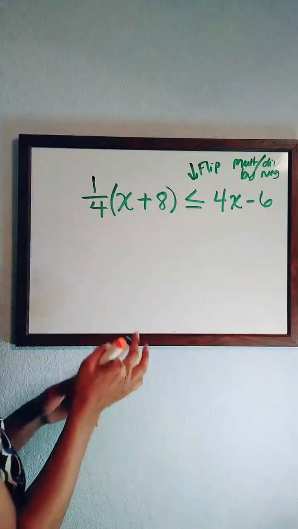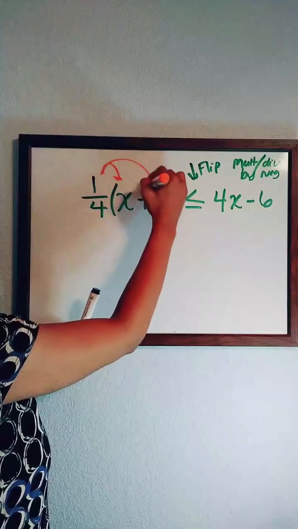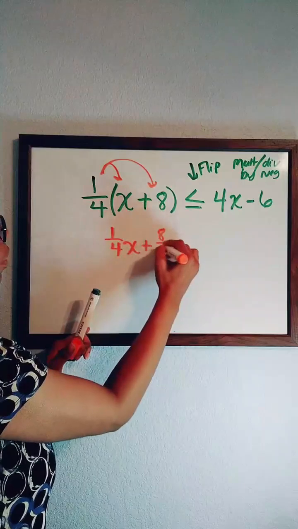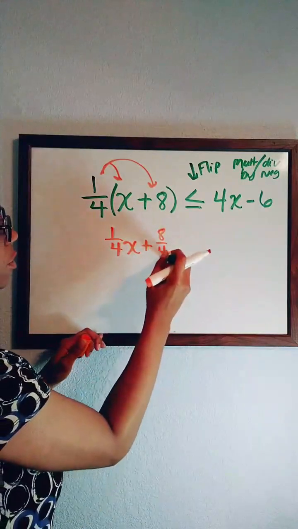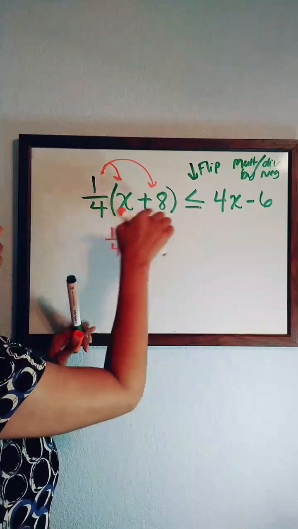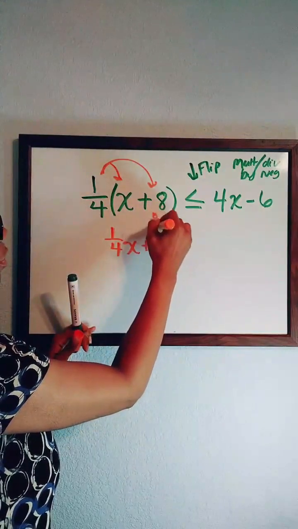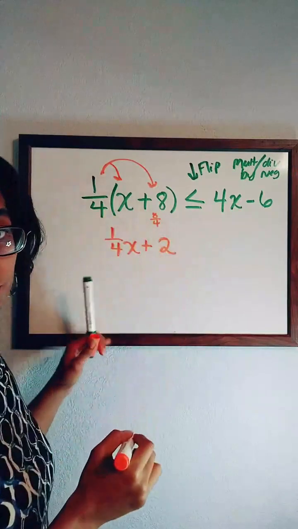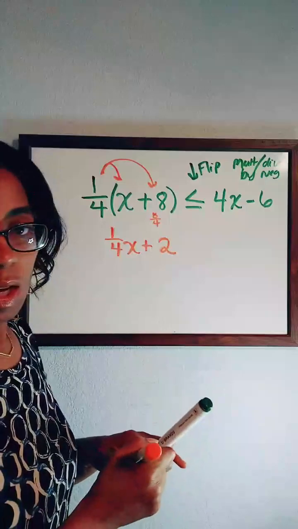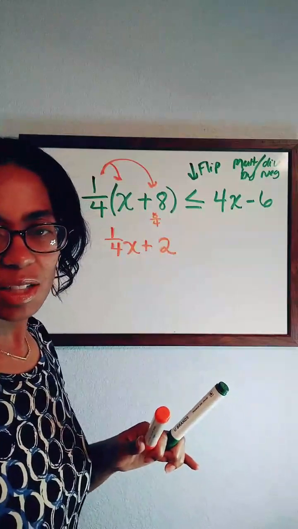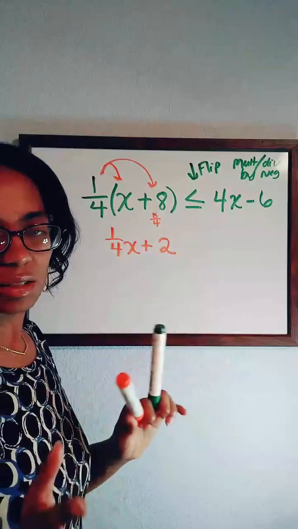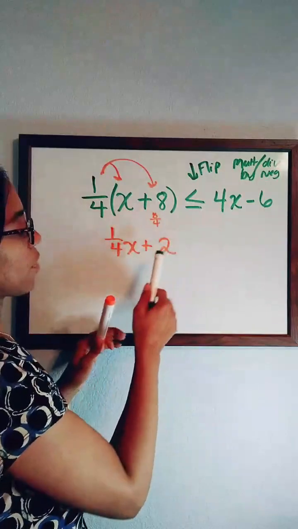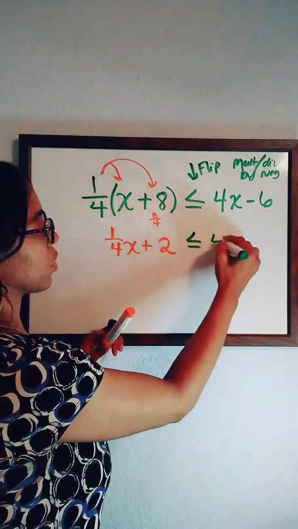All right, so we're going to go ahead and distribute the 1/4. 1/4 x plus 8 over 4. And what does that reduce down to? I'm going to move that up here because 1/4 times 8 is going to be 8 over 4, which reduces down to 2. 7th grade, 8th grade, 9th grade, all different grades, because math is reviewed in one grade, something in another grade. So 8 divided by 4 is 2, is less than or equal to 4x minus 6.